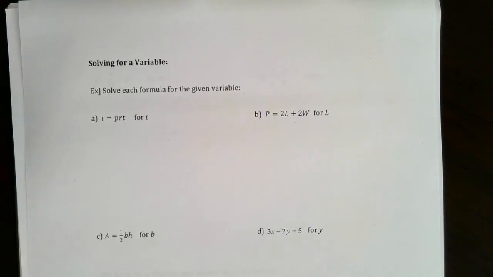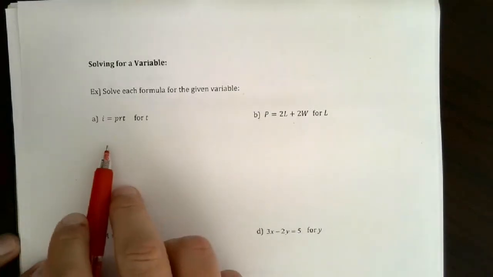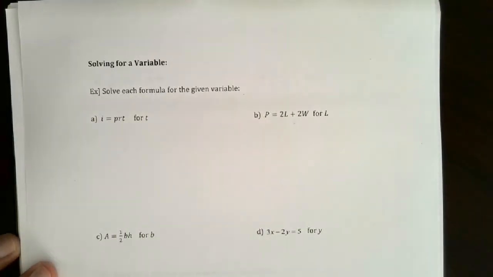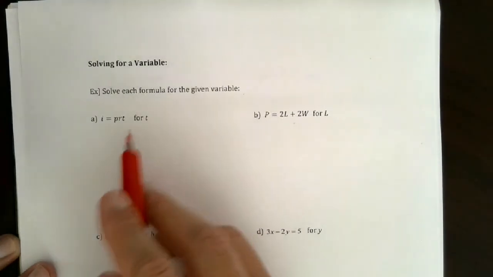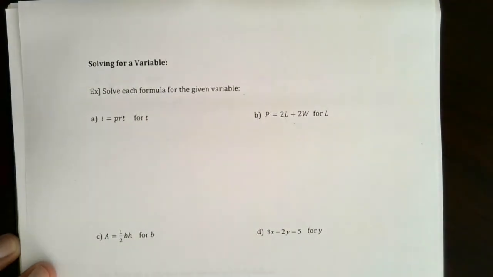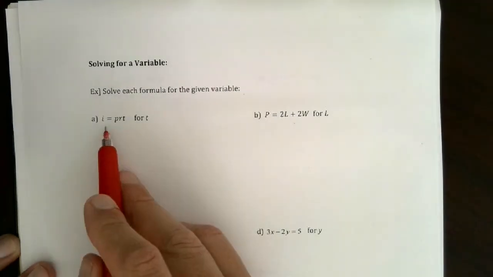So let's take a look here. For this first one, we have I equals PRT, and we're trying to solve it for T. You might recognize the formula as a simple interest formula. To solve this for T, what it really means is we want T by itself on one side of the problem at the very end, and then no other T's appearing. So to isolate T on one side, in this case, we have I equals PRT.